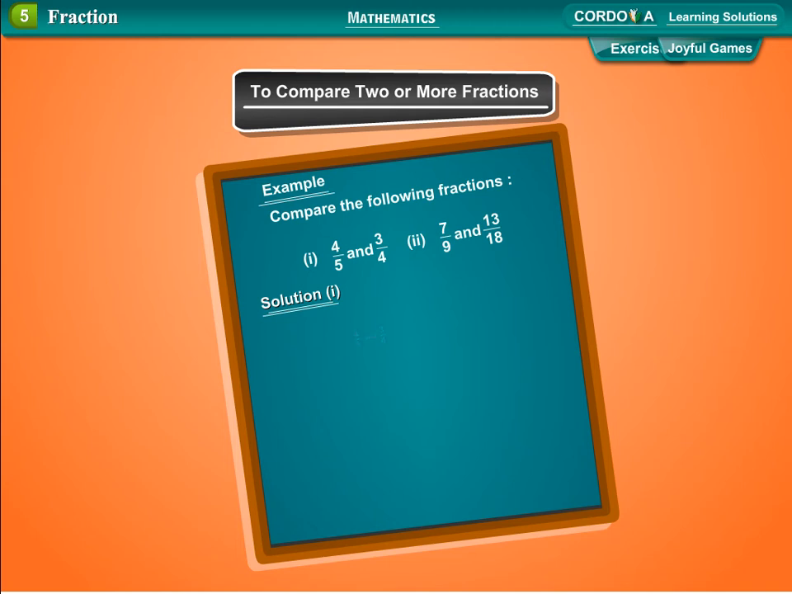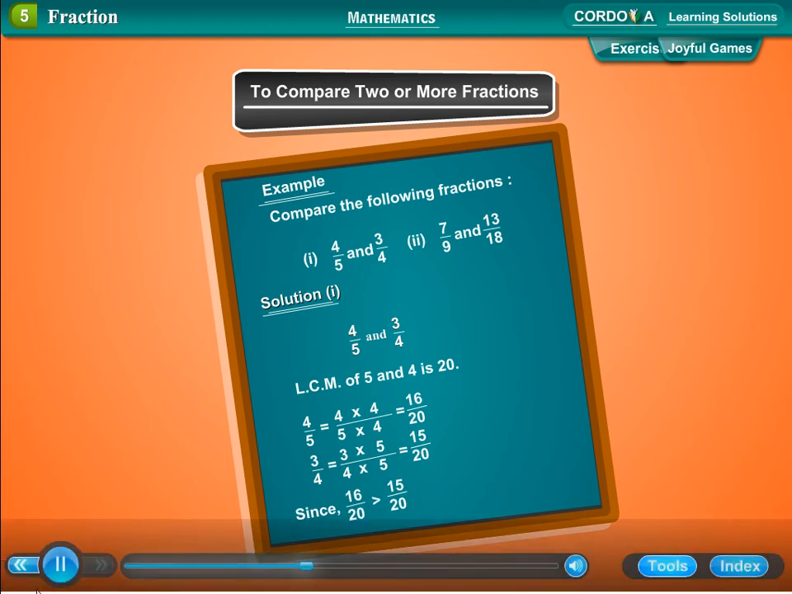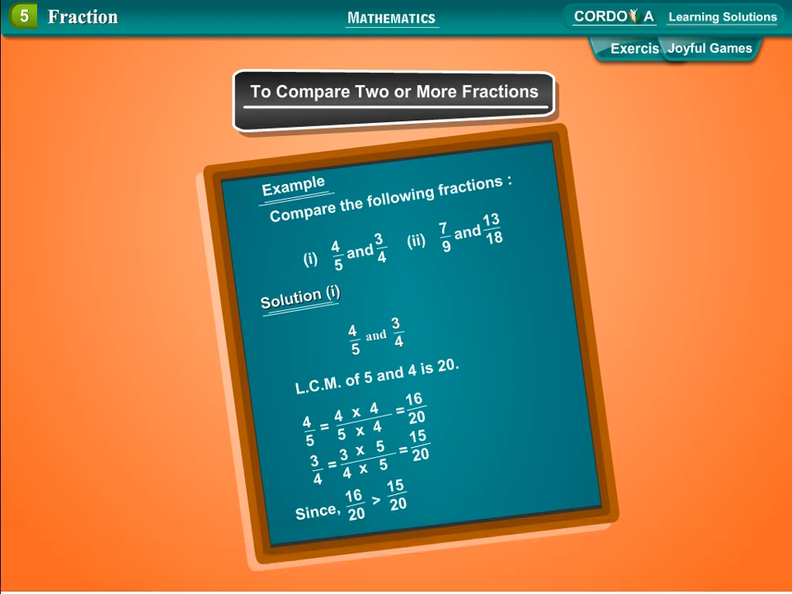Solution: 4/5 and 3/4. LCM of 5 and 4 is 20. 4/5 is equal to (4 × 4)/(5 × 4), which is equal to 16/20. 3/4 is equal to (3 × 5)/(4 × 5), which is equal to 15/20. Since 16/20 is greater than 15/20, this implies 4/5 is greater than 3/4.